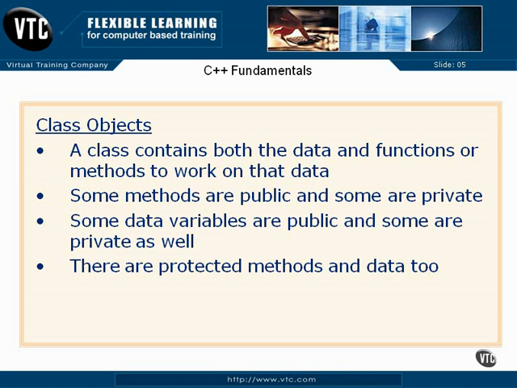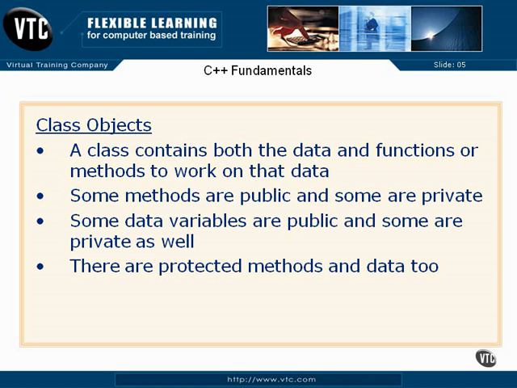We can make some methods public and some methods private. And there's even a protected method in data, and we're going to talk about all of these as we go. But public methods are, like I said, like the turn signals, things you can see from the outside. Private methods would be only usable by other methods within the class.